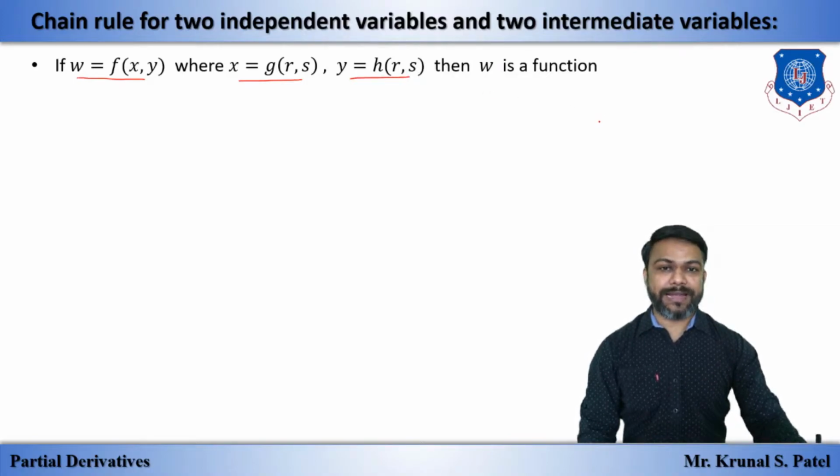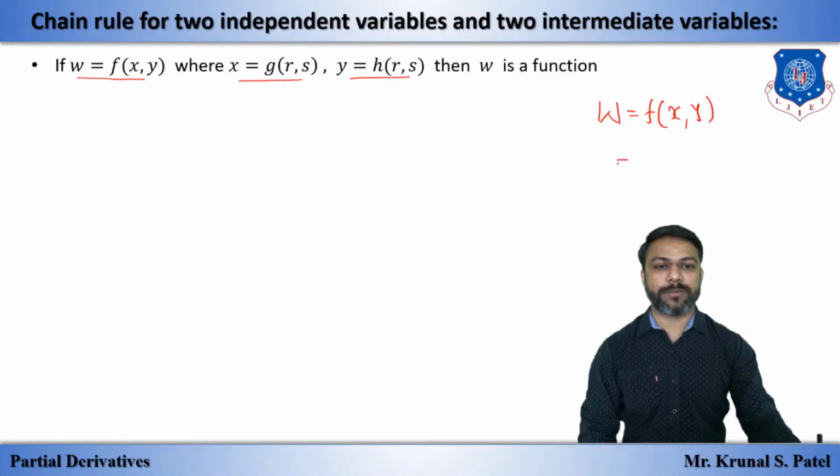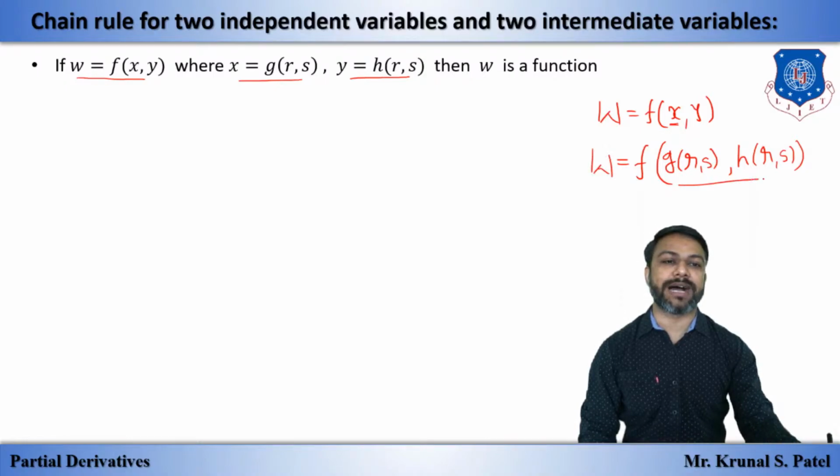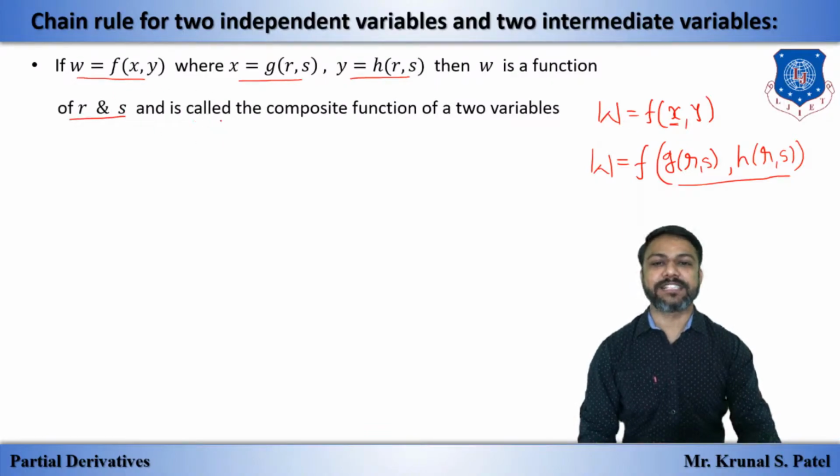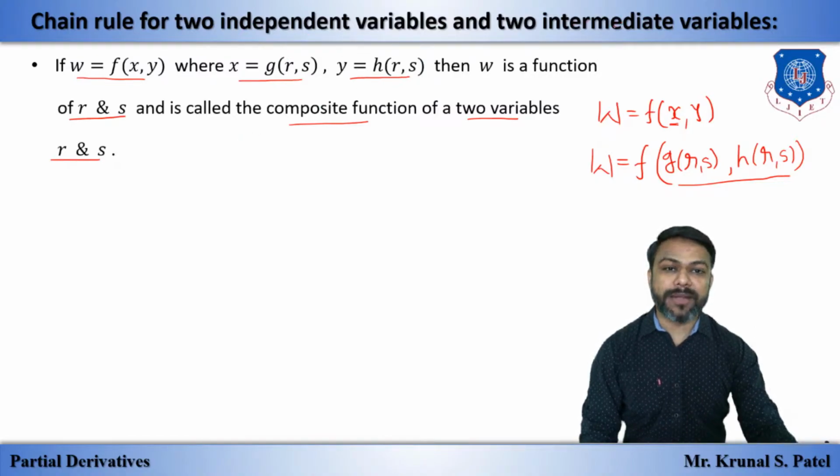So we can write like this, w is a function of x comma y, so x is given by g of r comma s, and y is a function h of r comma s. So ultimately, we can say that this w is a function of r and s. So then w is a function of r and s and is called composite function of two variables r and s. So this is composite function of two independent variables r and s with two intermediate variables.